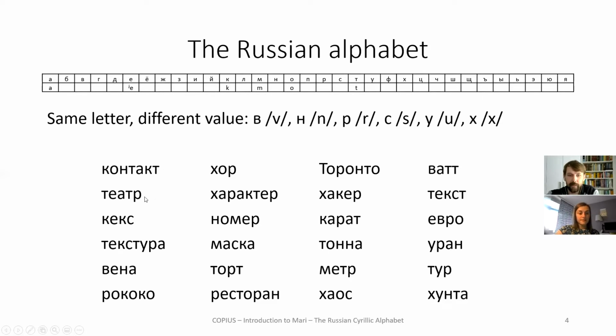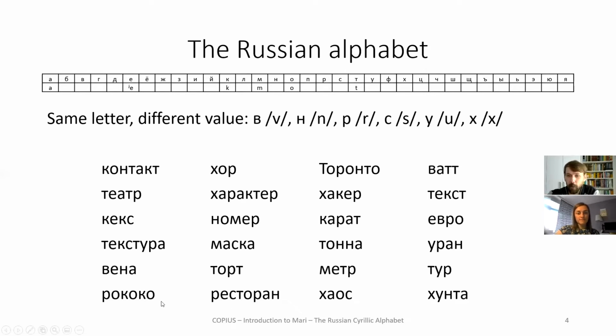Контакт, contact. Театр, theater. Кекс. Okay, English doesn't have this one. It's like a sort of sponge cake, kind of like a cookie, isn't it? Or a muffin. Muffin, yeah. So if you know German, it's like German cakes. Текстура, texture. Вена, vein, and if it was an uppercase V, then it would be Vienna.